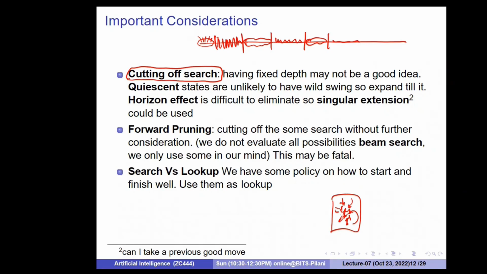So one consideration is this: instead of saying that I would explore to depth D, you go to the point where the action is going to stop. This is called the quiescent state, and you go to that particular state only. And then it would be a better idea to determine what the next move should be.